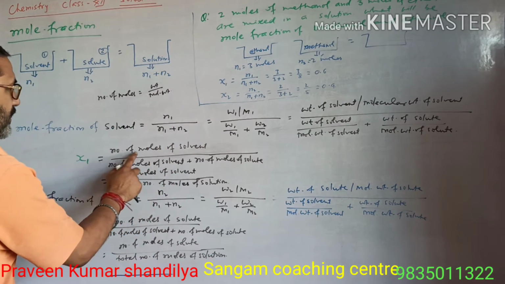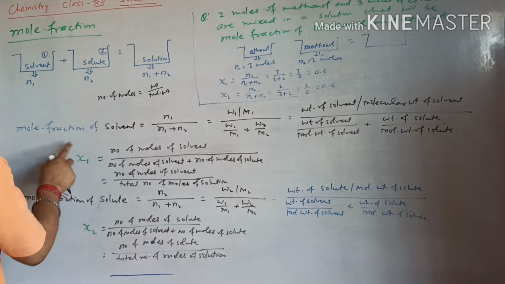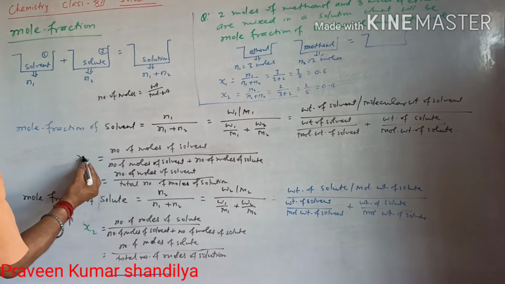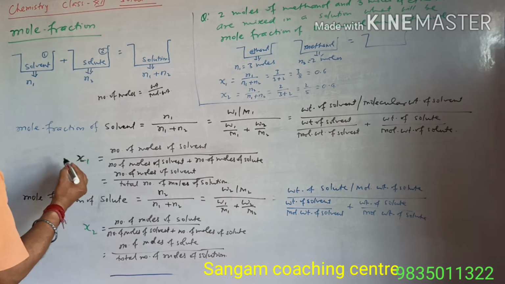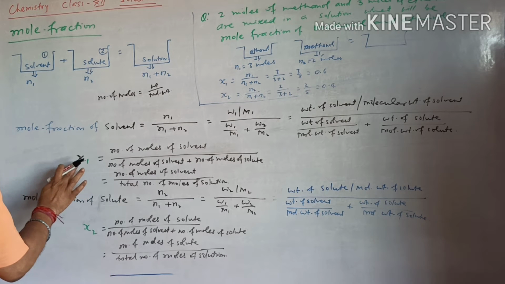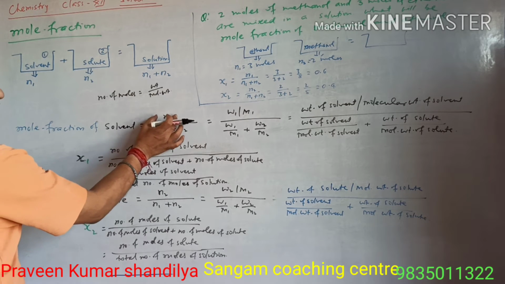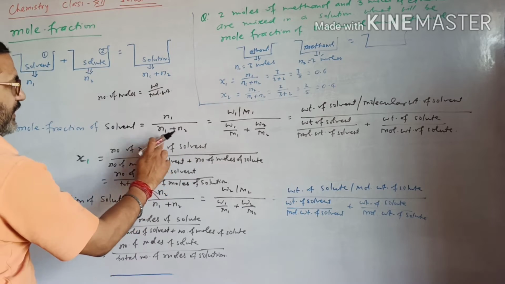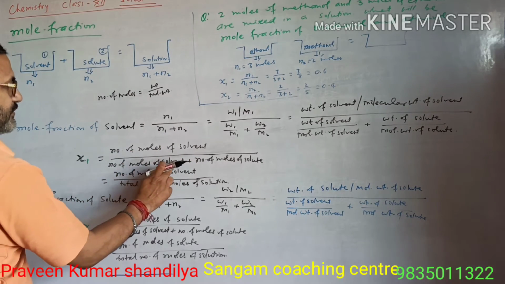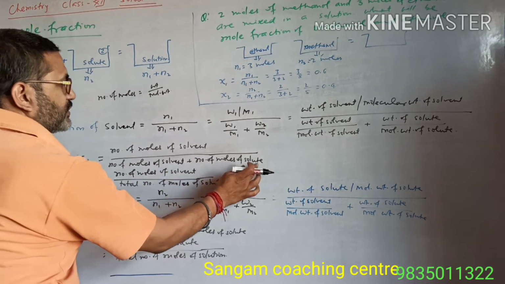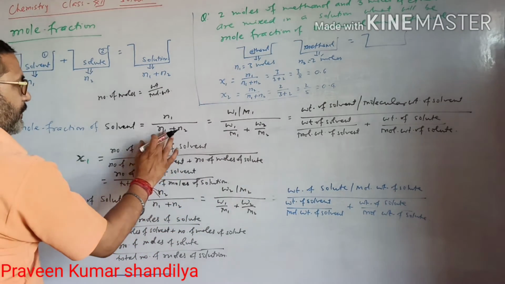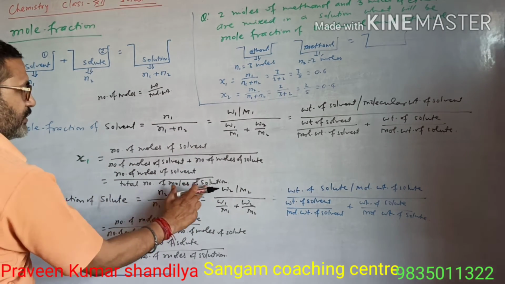Now, N1 means number of moles of solvent. Mole fraction is denoted by X. Here 1 means solvent, so X1 is the mole fraction of solvent. N1 means number of moles of solvent, N2 means number of moles of solute, and N1 plus N2 means total number of moles of solution.